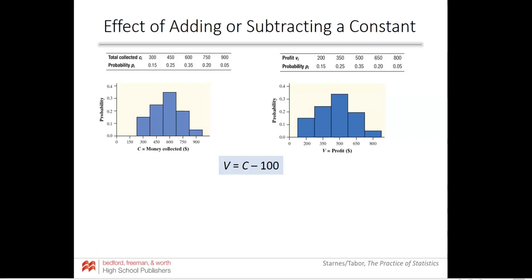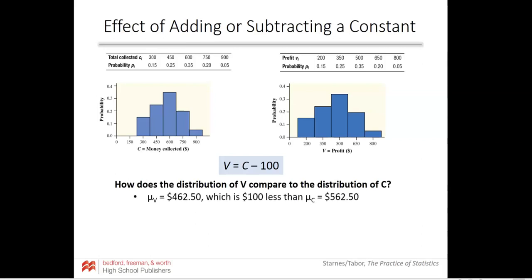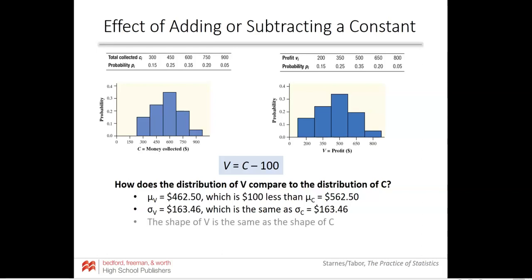Okay, effect of adding or subtracting a constant. So what's going to happen if we subtract a constant? How does that affect the mean or the standard deviation of the data? The mean was $562, but it's going to be $100 less, $462.50, because the center is affected by subtracting. However, the standard deviation is unaffected. If it was 163.46, it's going to stay 163.46.